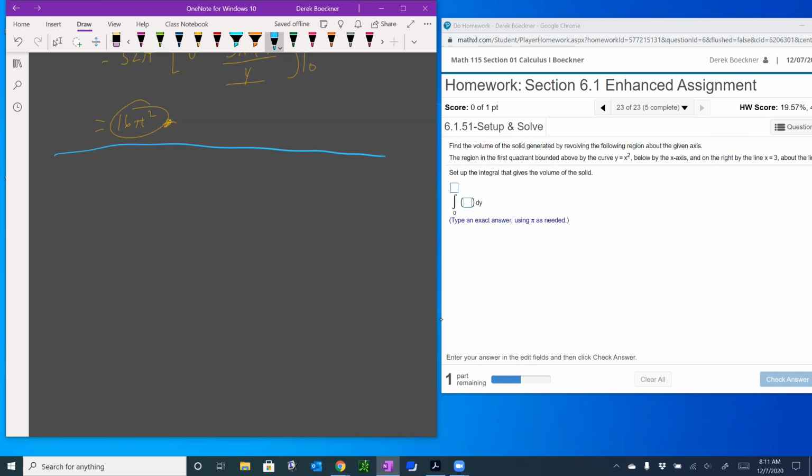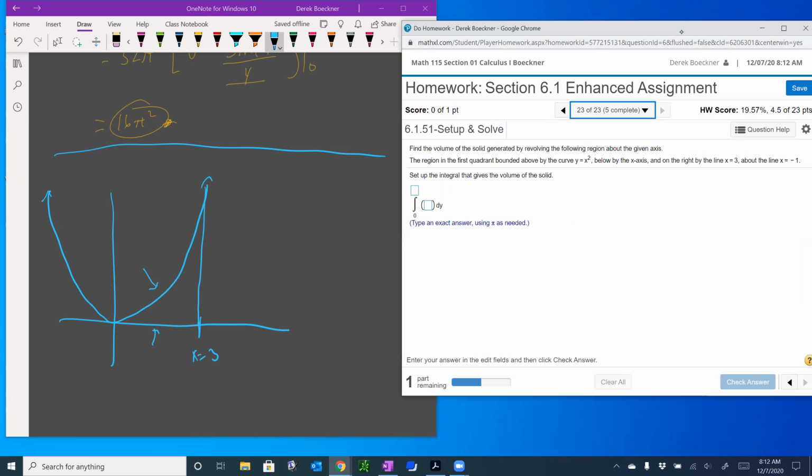So let's draw the picture. First quadrant, above by x squared, below by the x-axis, and then on the right by the line x equals 3. So that's the right side, the bottom's the x-axis, the top's the curve.